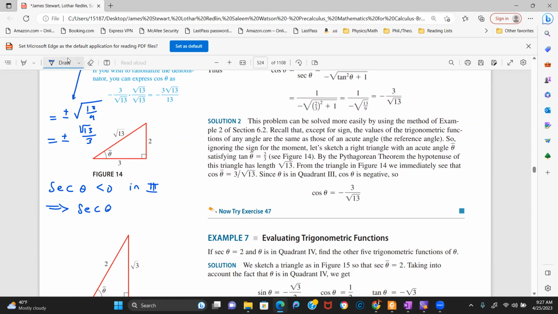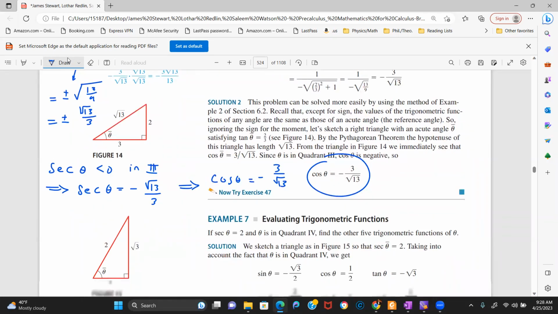So secant theta is going to be negative root 13 over 3. But by definition, cosine is the reciprocal. So cosine theta, you just flip it to get negative 3 over root 13, which is actually what we have right here. So that's how you can use one of the trig identities to solve for one trig function in terms of the other.